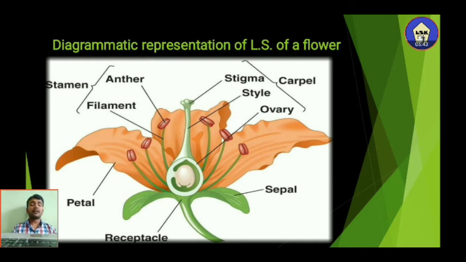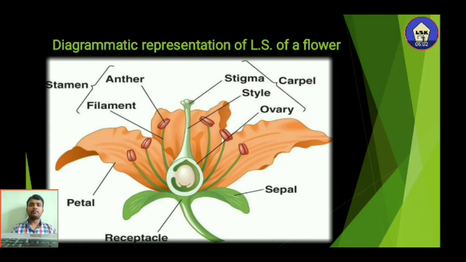And that fragrance, that color, that bright appearance, the conspicuous nature of the flower, is mainly because of the corolla. And the corolla is made up of petals. So this is regarding the second floral whorl. The next category is the essential floral whorls.